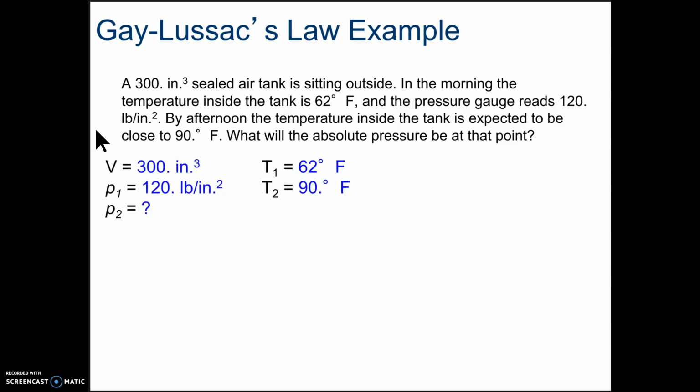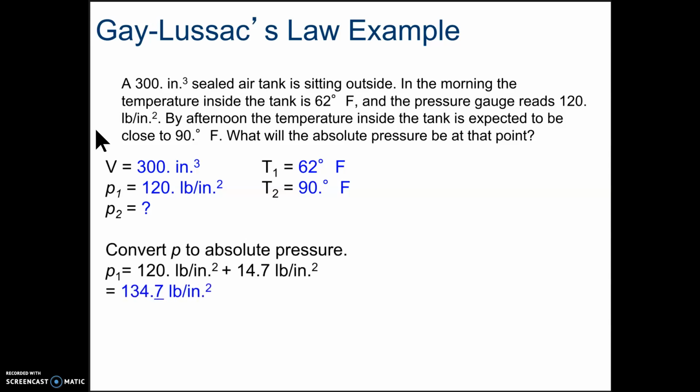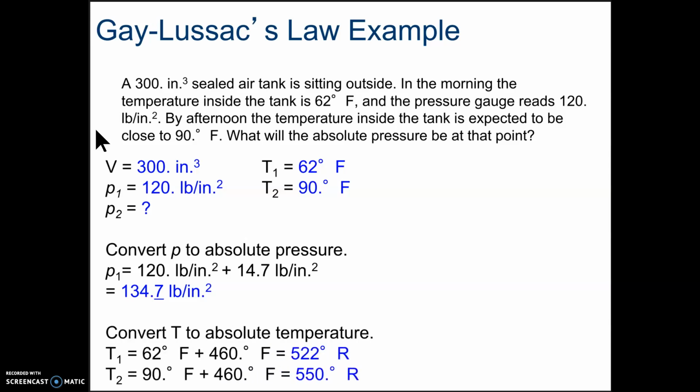So here we go. Volume is 300 cubic inches. Pressure 1 is 120 pounds per square inch, and of course, that's the gauge pressure. T1 and T2 are 62 degrees and 90 degrees Fahrenheit respectively. So we have to do some conversions. Let's convert our pressure first by adding 14.7. That gives us our absolute pressure in P1. Now let's convert our temperatures into Rankine. So now we have T1 and T2 being 522 and 550 respectively.